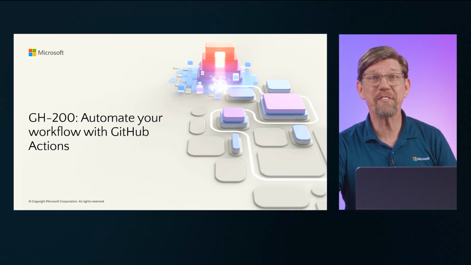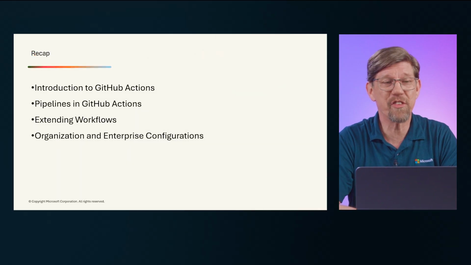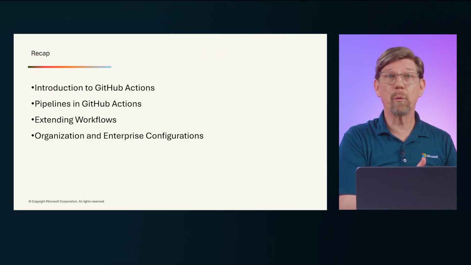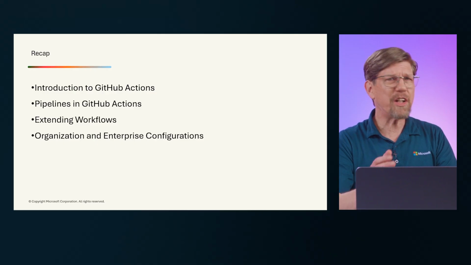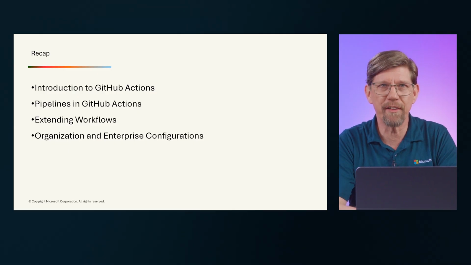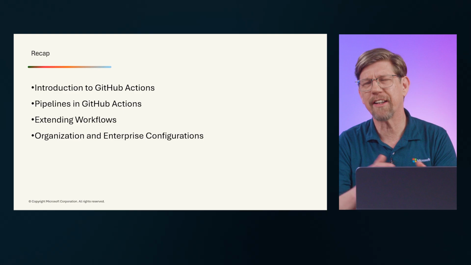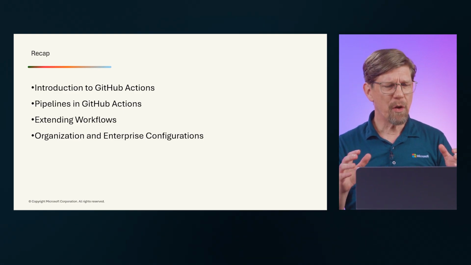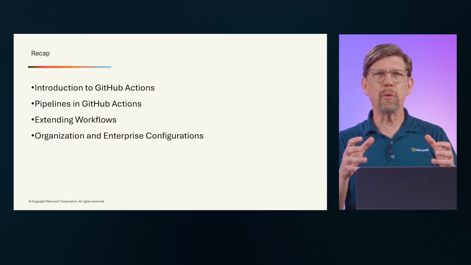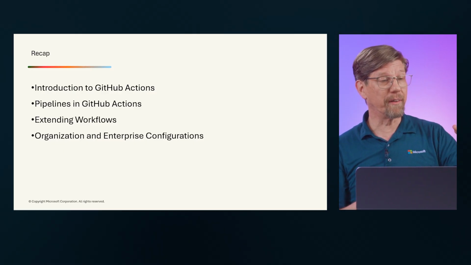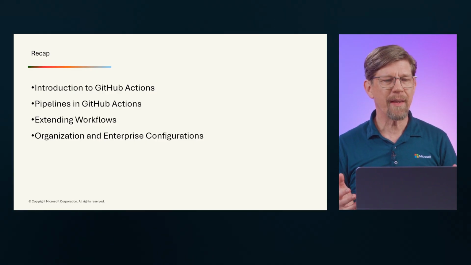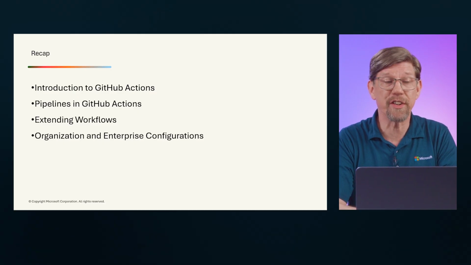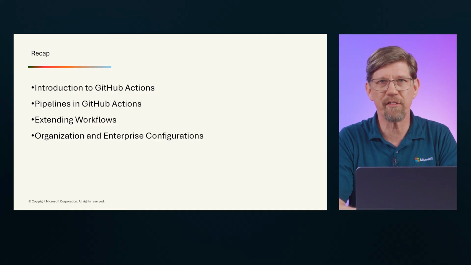We have touched a lot of components. We started with just what are workflows, what are actions, what are the components that make that up. We got into the components that support our pipelines, both our continuous integration and continuous delivery components. We saw what it takes to start reusing those, whether we're building our own templates or whether we're starting to create our own individual actions. And then we just finished up with looking at the configurations that could be set at the organization level or the enterprise level.